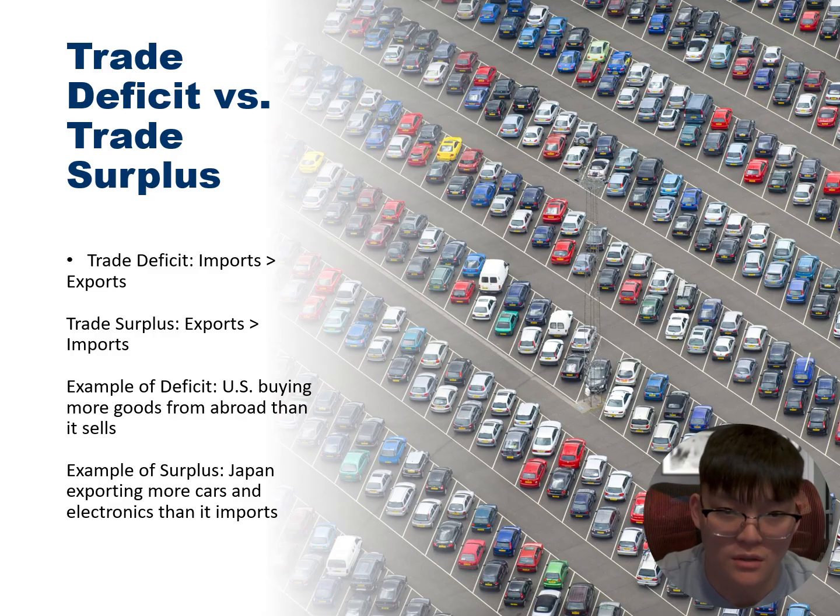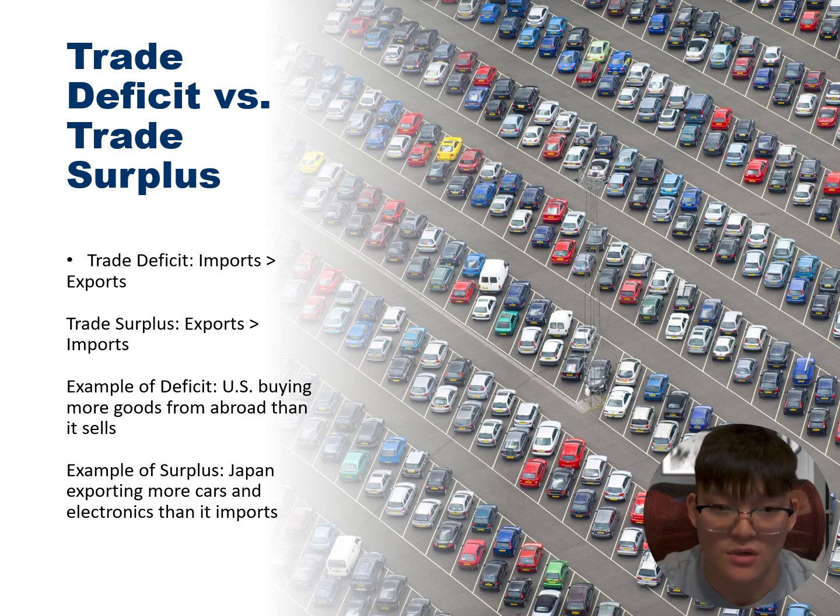So let's start with trade balances. A trade deficit occurs when a country imports more goods and services than it exports, meaning it spends more money buying from other countries than it earns from selling to them. A trade surplus is the opposite, where exports exceed imports, and more money flows into the country than out of the country.